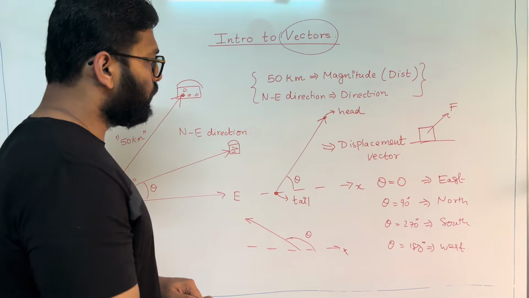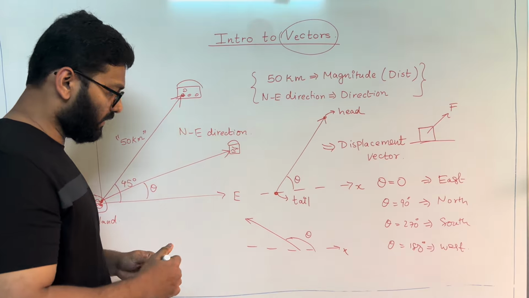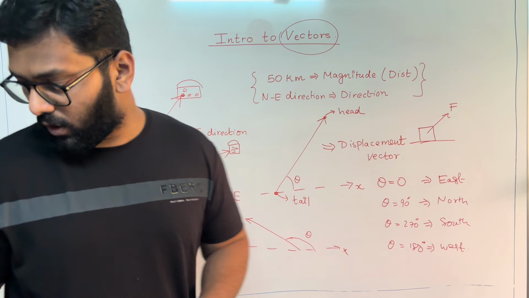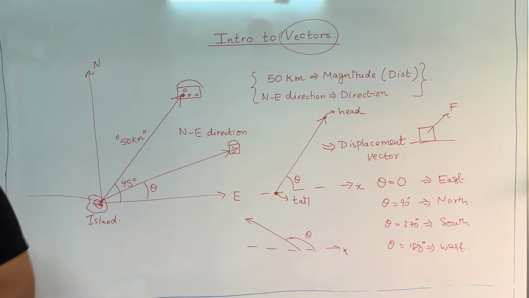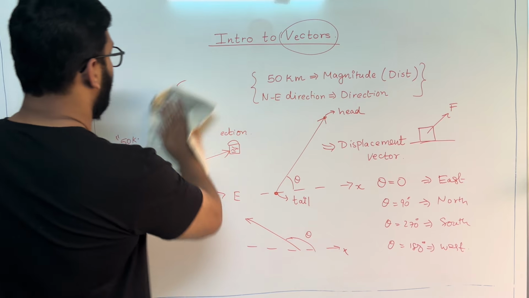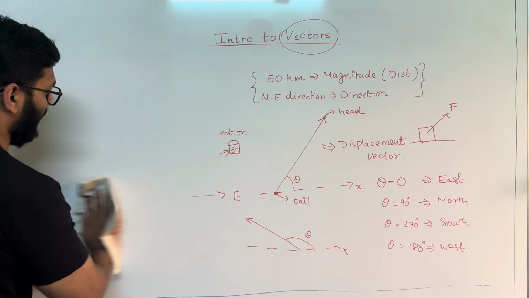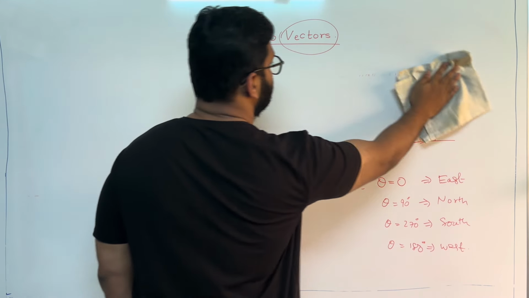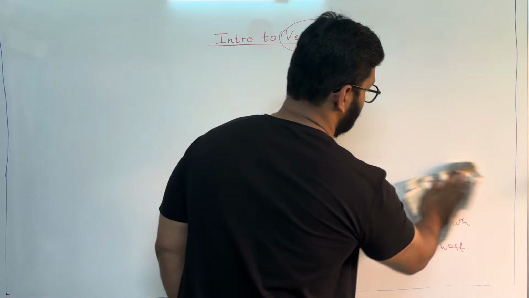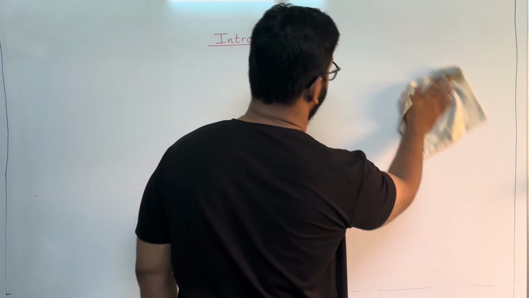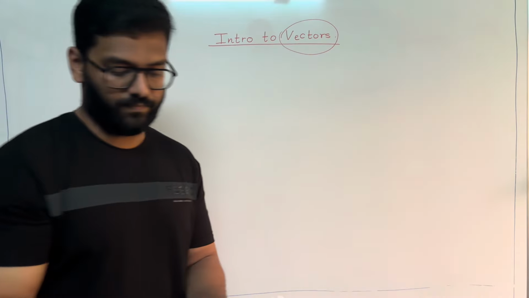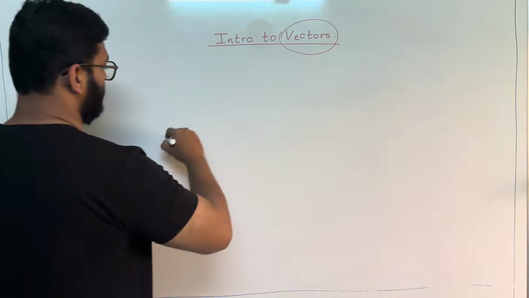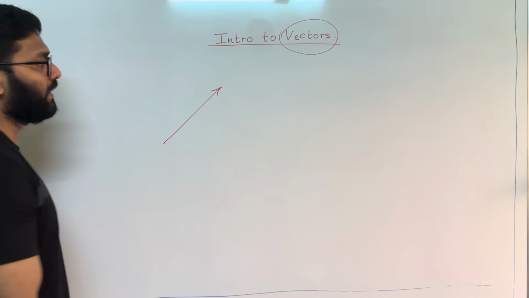Now, one more thing that I want to talk about is the equality of vectors. Okay, so let's talk about that. Equality of vectors and how I represent the vector analytically. Let's do that. Let's see this. Suppose I have a vector like this. Now how will I write this vector?